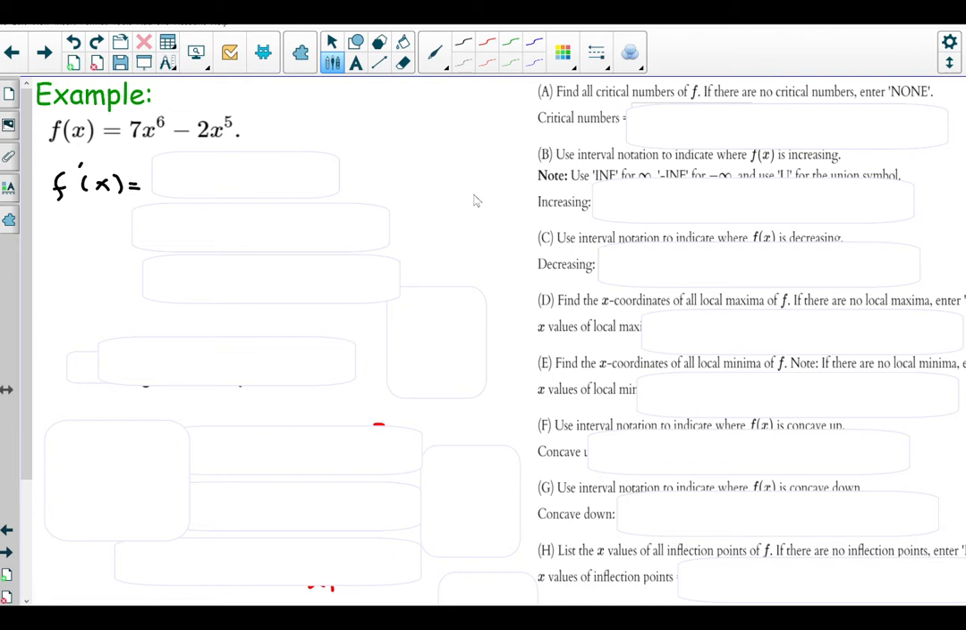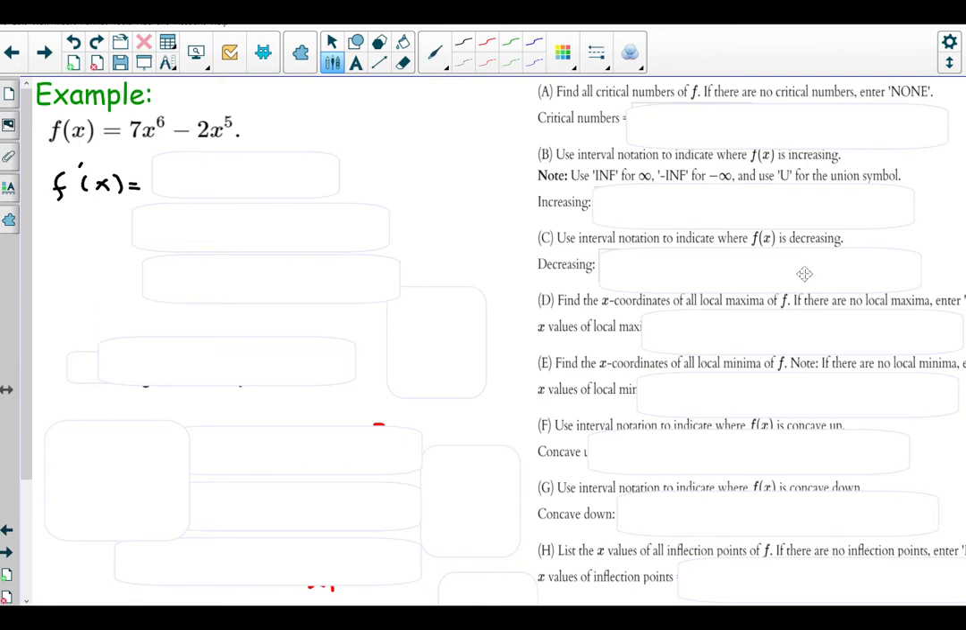So for this example, we are given f of x equals 7x to the 6 minus 2x to the 5. And as you can see on the right hand side, we're going to do the complete analysis for this one, including increasing, decreasing intervals, concavity, as well as relative max, min, and inflection points.